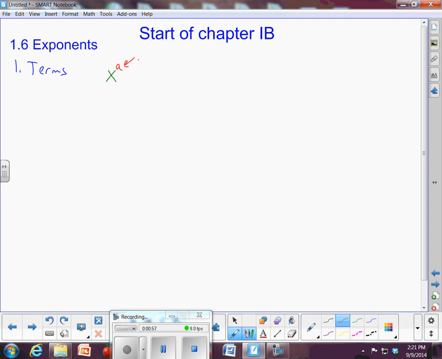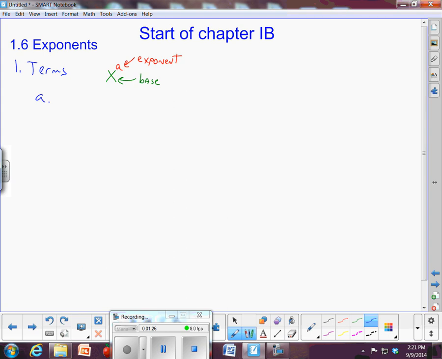The A is the exponent. I think you knew that. A lot of people don't know what the name of the X is, though. In other words, what the exponent goes to. And make sure that you know the X is called the base. So you have the base and its exponent.